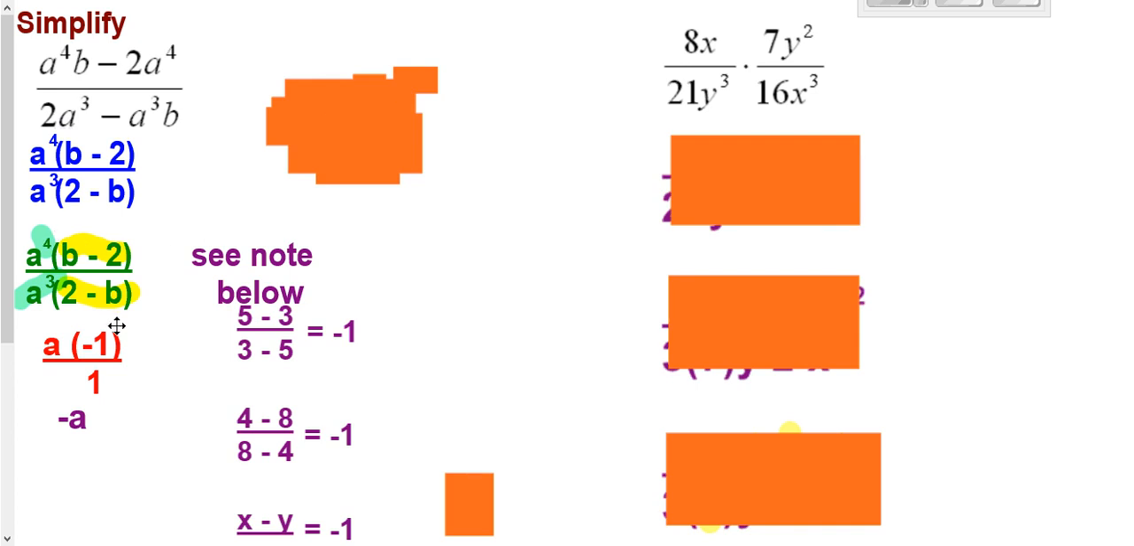Notice when I crossed it out, I only put a negative on either just the top or just the bottom. I don't want to put a negative on the top and the bottom because a negative 1 over a negative 1 is positive 1, and I need to write a negative 1.